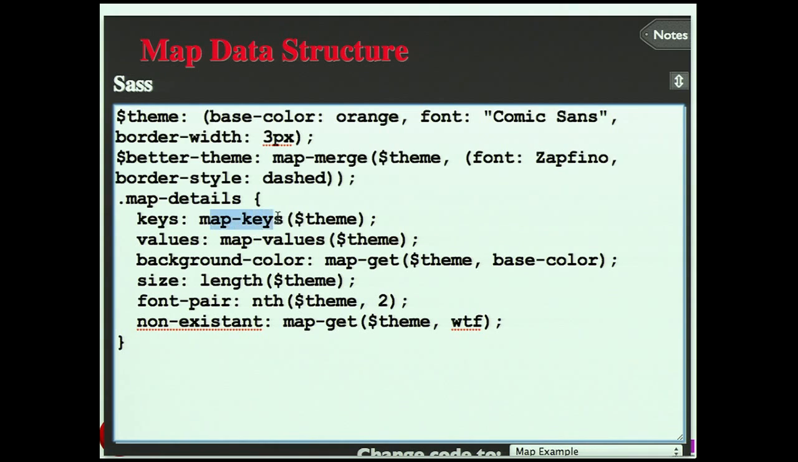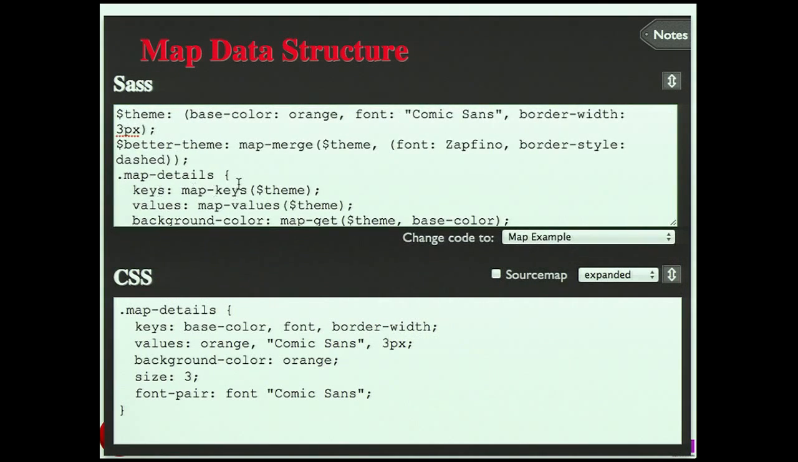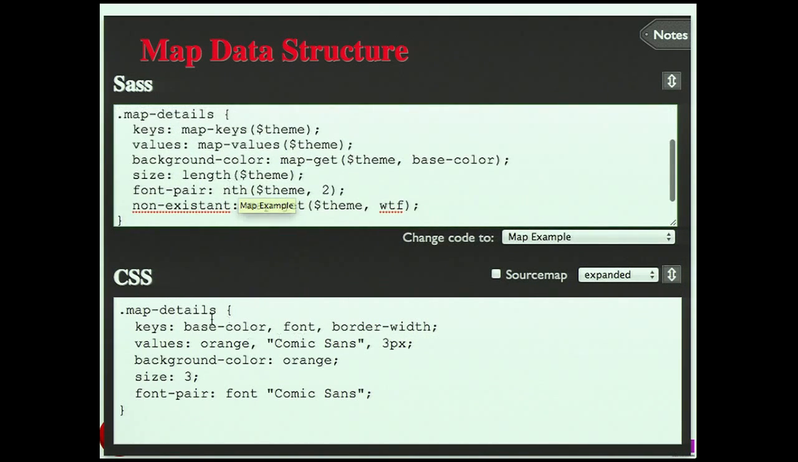So here I'm able to read out the keys. So you can see they come out comma separated. I can get out the values. I can use the map get function to just retrieve a single key from there, the value associated with a certain key. If it's not there, you just get null.